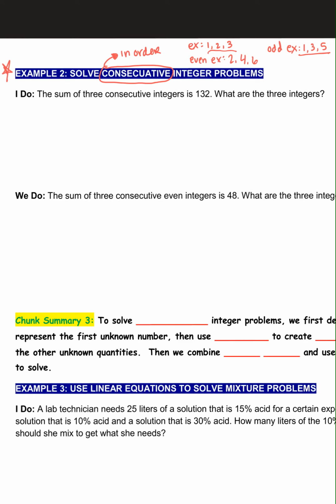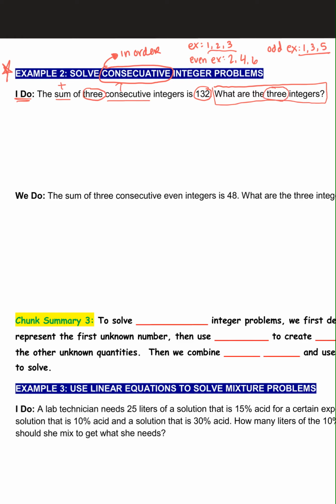So what we're going to do here is look at this word problem. This I do is where we're starting. It says the sum of 3 consecutive integers, so I see that word consecutive, which also means order, is 132. So that's my total. I know sum means addition, and I know I'm looking for 3 answers. And then my question asks, what are the 3 integers? What are those 3 numbers that we're looking for?